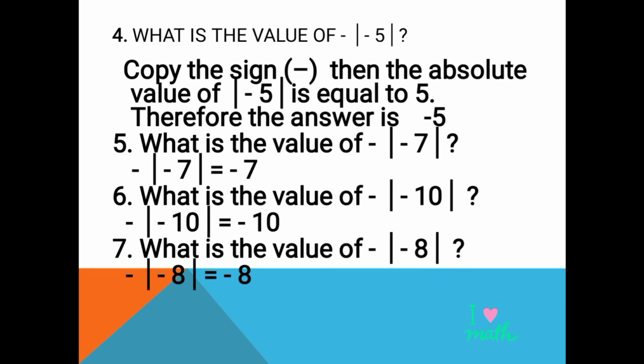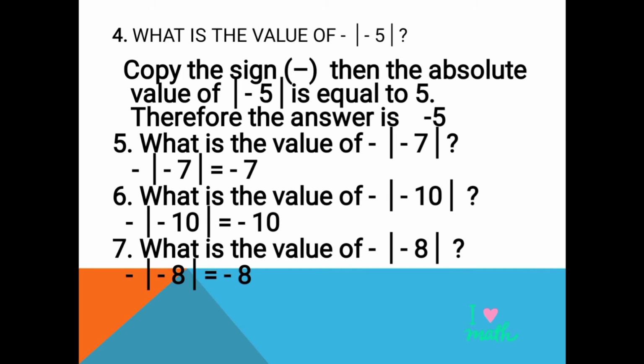Number 4, what is the value of negative the absolute value of negative 5? Meaning to say, you will have here the negative sign outside the absolute value. So all we have to do is to copy the sign. Then, the absolute value of negative 5 is equal to 5. Therefore, the answer is negative 5. Okay? So, meaning to say, you get rid of the absolute value bar and keep the sign.